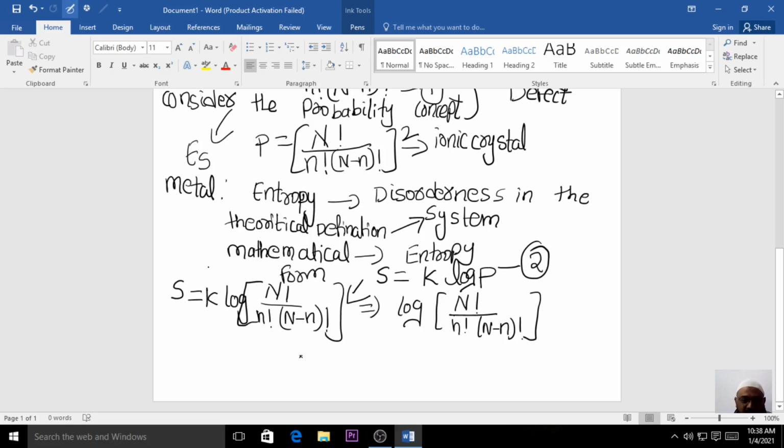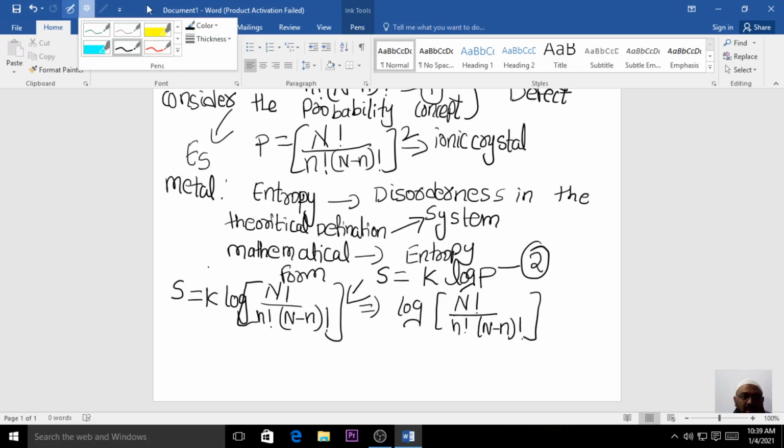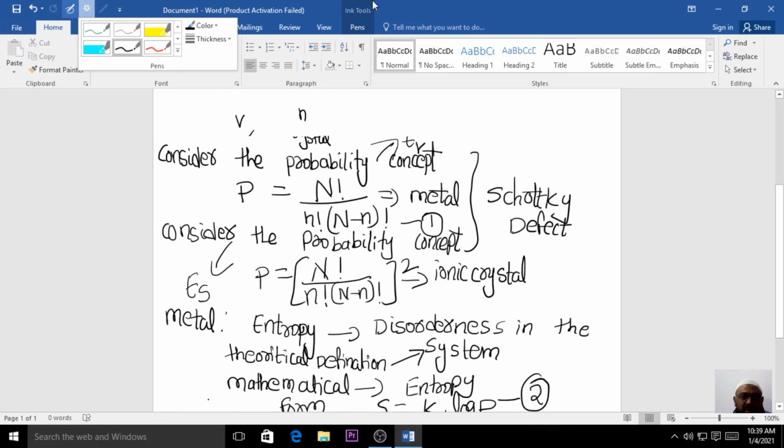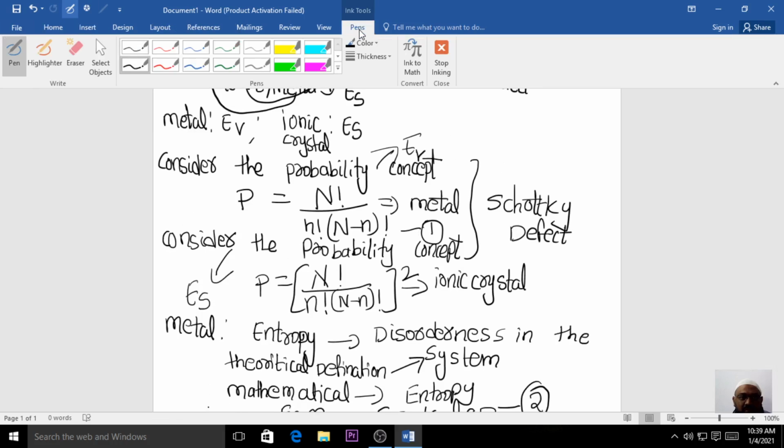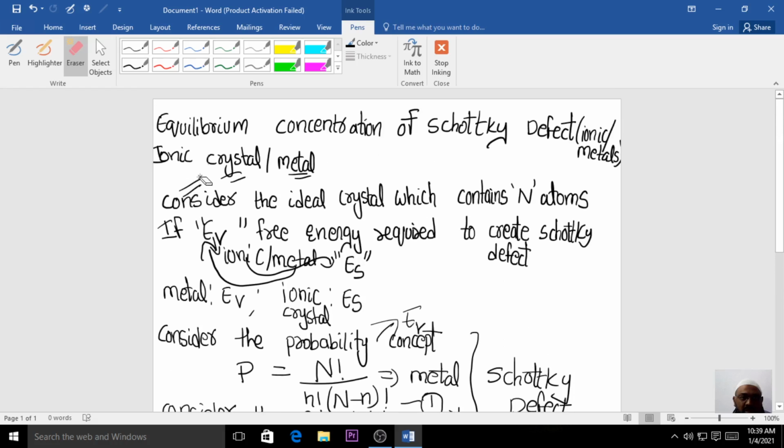We will go for the next term. Again I am just repeating the same thing here: equilibrium concentration of Schottky defect. In the examination, they will ask you the equilibrium concentration of Schottky defect in ionic crystal or in metals, right? For ionic crystal and metal, the same thing you have to write.